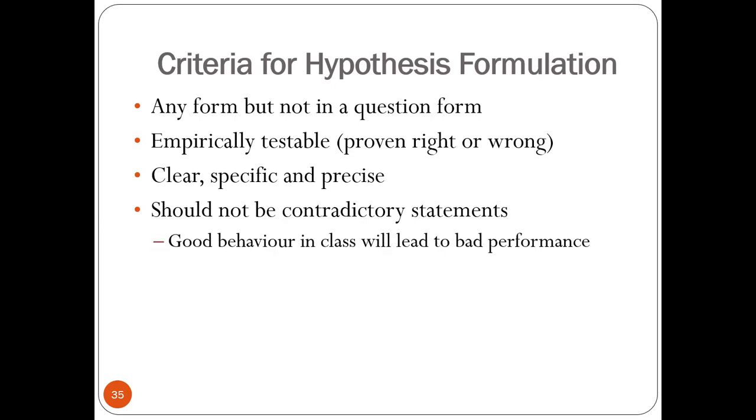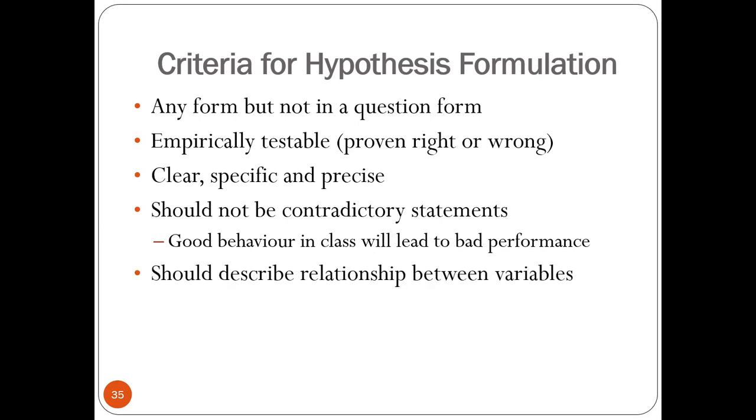Good behaviors in class will lead to bad performance. Yes, that's an example. It should describe the relationship between, so we are looking at bad performance and we're looking at behavior. So good behaviors in class will lead to bad performance. This is a hypothesis that you want to test. And at the end of the day, you must validate this statement to see whether you're accepting it or rejecting it. And that is why the null and the alternative hypothesis come in.